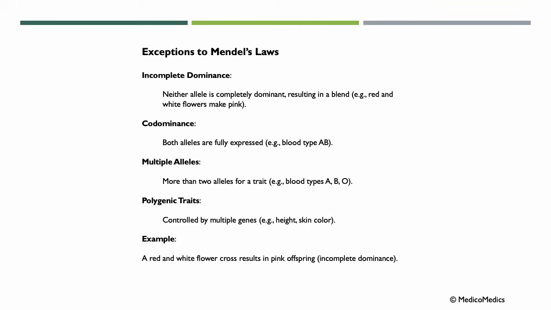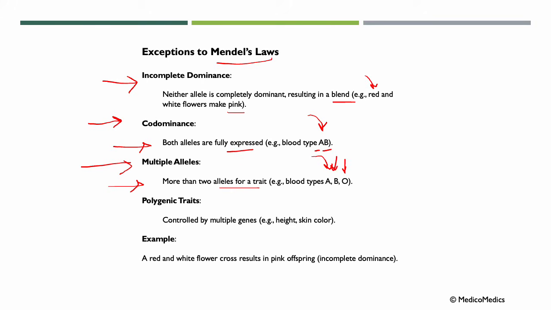Now, there are, of course, exceptions to Mendel's laws, like incomplete dominance, where neither allele is completely dominant, resulting in a blend. For example, red and white flowers make pink. We have codominance, where both alleles are fully expressed, for example, blood type AB. Multiple alleles, meaning more than two alleles for a trait, for example, blood types A, B, and O. Polygenic traits are controlled by multiple genes, like height and skin color.